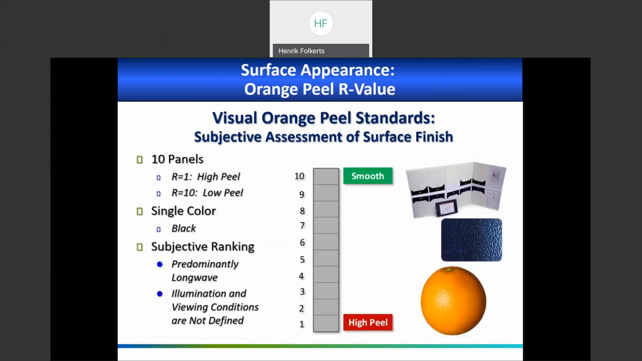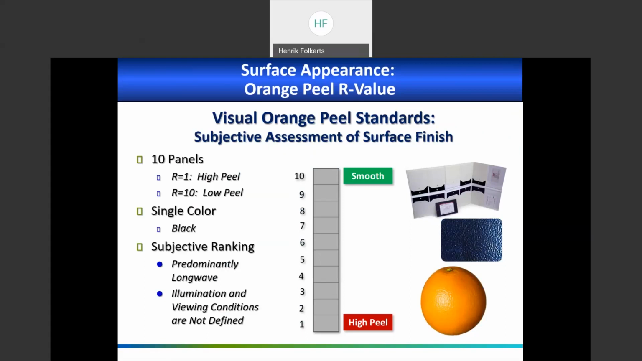So for GM, they had originally these 10 panels, the ACT panels. Panel number 1 was very high peel, and panel number 10 was very low peel. One thing that's important is these panels are all black. They don't have any other colors. So sometimes when you're looking at, say, a silver or even a metallic or a mica coat, you're not going to really get the same appearance. So you're kind of looking at it and making a decision, and maybe I pick 7 and you pick 8, but it's all subjective to how I feel.